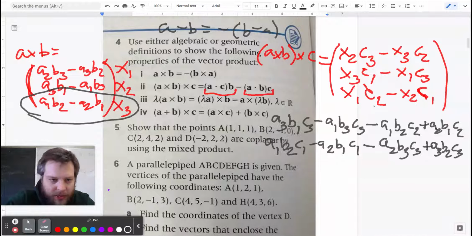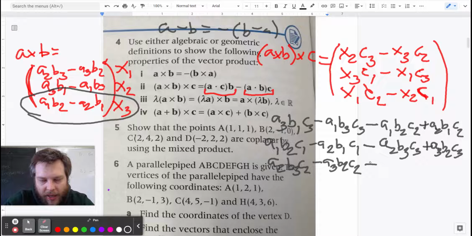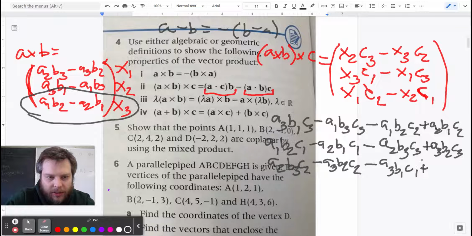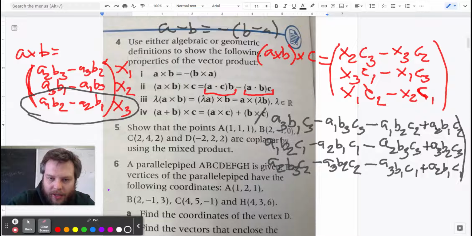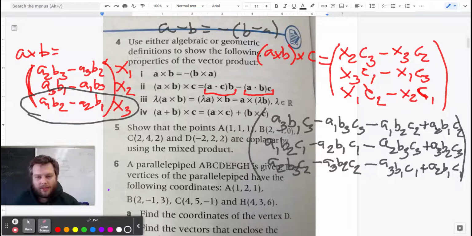Now we have x1 times c2. So x1 becomes a2 b3 c2 minus a3 b2 c2 minus x2 times c1 a3 b1 c1 double minus, geez, okay, a2 b1 c1. Okay, what do we got here?